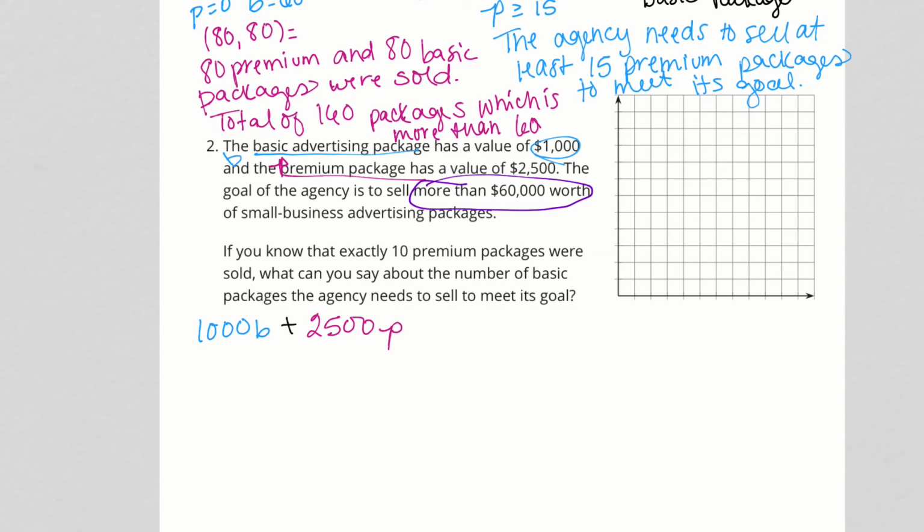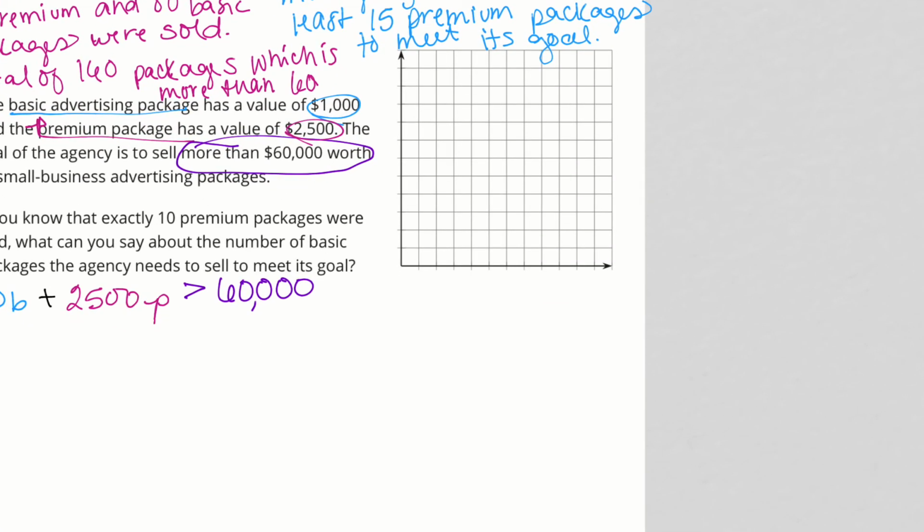Excellent job. So we have 1,000B plus 2,500P is greater than 60,000. Does it need to be equal to? No, because it says more than. We don't want to make exactly 60,000. We want to make more than 60,000. So now we need to graph that. We're going to leave our B and our P on the axes that they were on previously, so we have the basic packages on the x-axis.